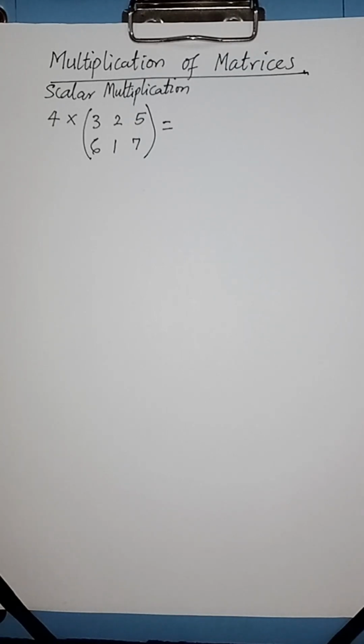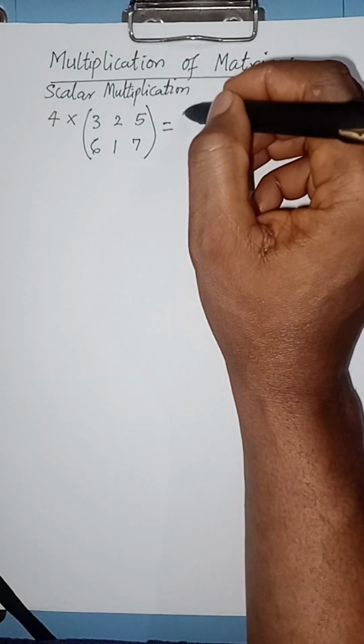Now, the first one we're looking at is what we call scalar multiplication. Now, we're using a number to multiply a matrix. 4 times a matrix. So what do we do? Again, it's very easy. All you need to do is to use 4 to multiply all the elements you have in the matrix. So let's take them one after the other.